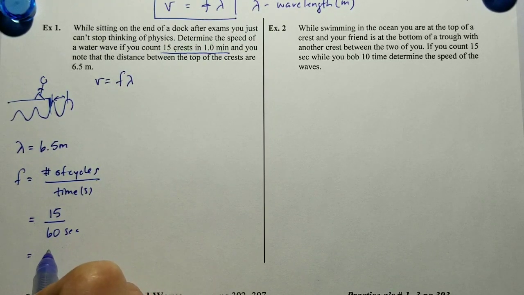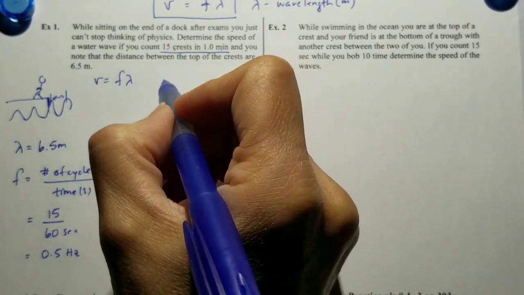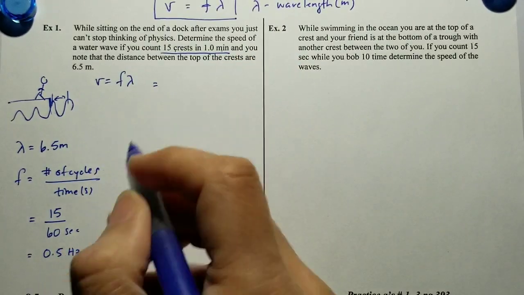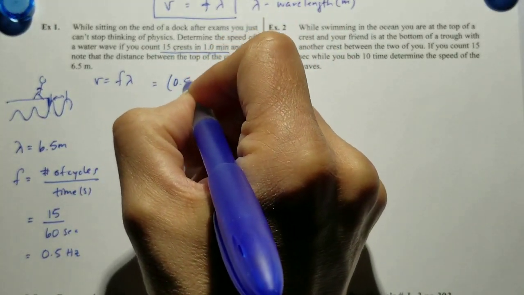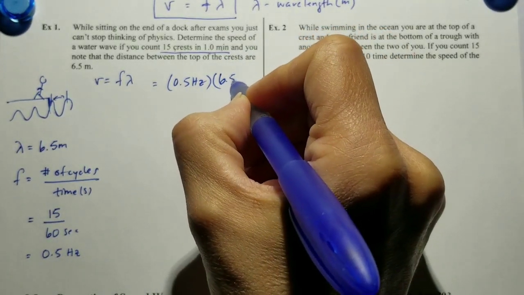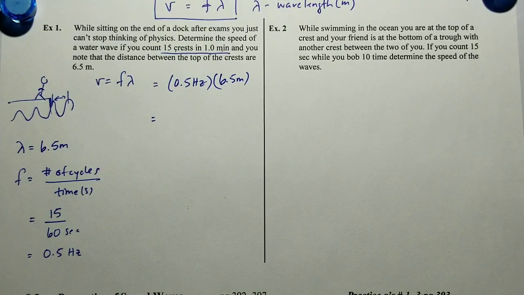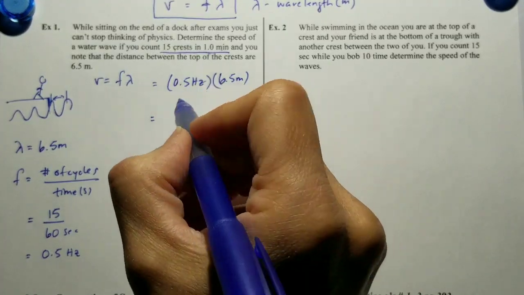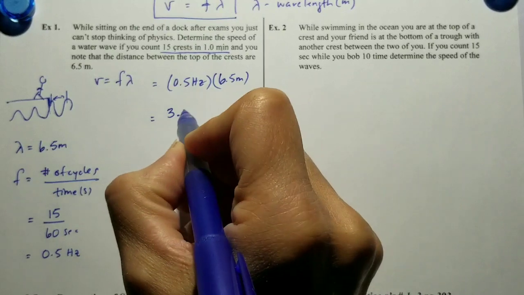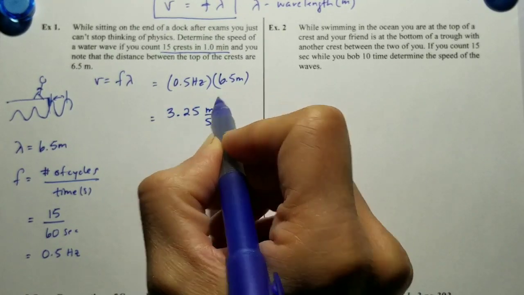So that comes out to be 0.5 hertz. All right, now we're going to put that into our universal wave equation. So frequency is 0.5 hertz, and lambda is 6.5 meters. So we were just dividing 6.5 by 2. So that's going to be 3.25, and this means per second. So it's meters per second.